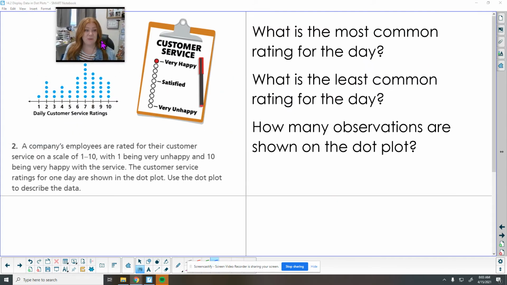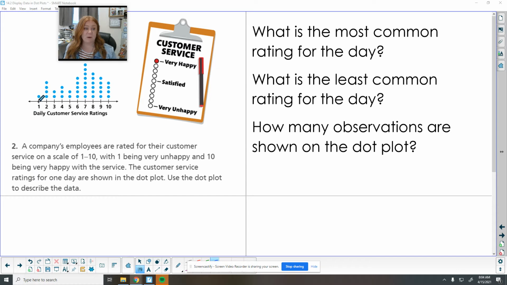Task 2 has already created this dot plot for us, so we're going to be answering these questions about it. A company's employees are rated for their customer service on a scale of 1 to 10, with 1 being very unhappy and 10 being very happy with their service. The customer service ratings for one day are shown in the dot plot. Use the dot plot to describe the data.